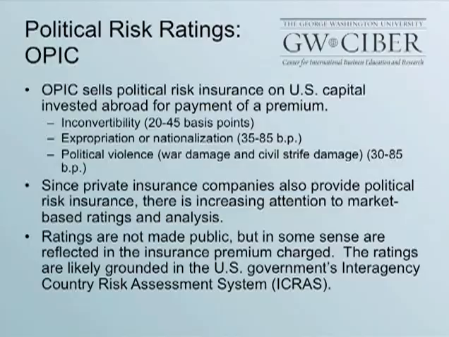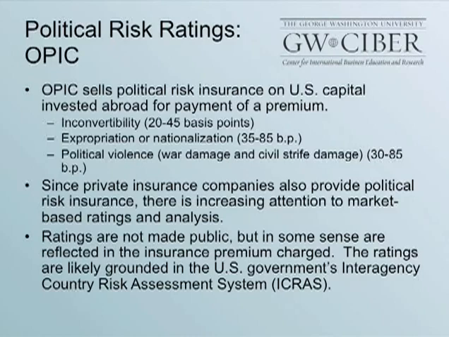This is in the range of 35 to 85 basis points. And the insurance on political violence, which would be war damage or civil strife damage, is in the range of 30 to 85 basis points. And these are the three main categories. If you can fit your political risk concerns into one of these three categories, you can insure against it. There are also more general insurances available if you just want to insure against interruption of business, right? Well, somebody will sell you insurance, possibly OPIC, it's just not one of their predefined categories.